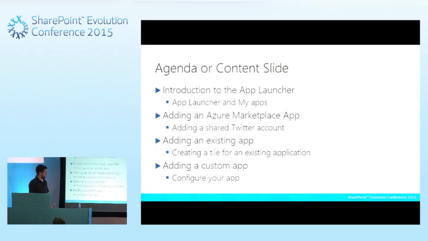So what we're going to cover today is the introduction to the app launcher. We're going to look at the app launcher itself and the My Apps page, which is associated with it. We're going to delve into the Azure Marketplace and the applications that are available and how that relates to the application launcher. We're going to add an existing application, and finally we're going to cover adding a custom application, something the organisation themselves build.